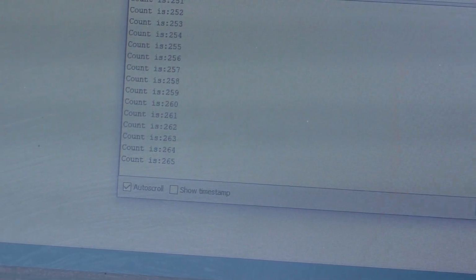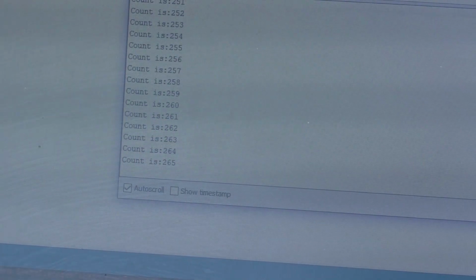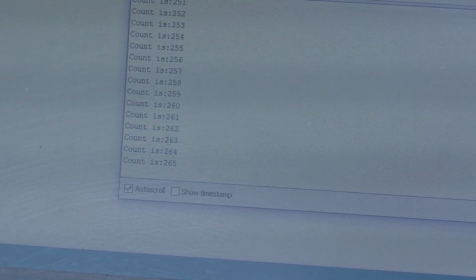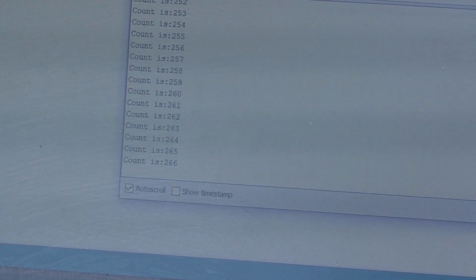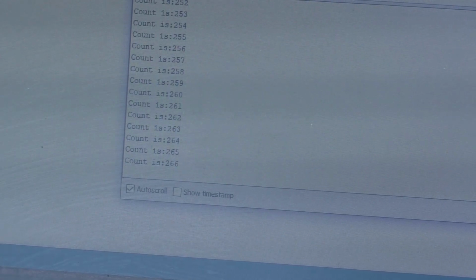So it's been about 30 minutes and we've had 265 pulses, so that's about 10 cents worth of electricity, I'd say. So 20 cents an hour in the middle of the day, that's not bad.